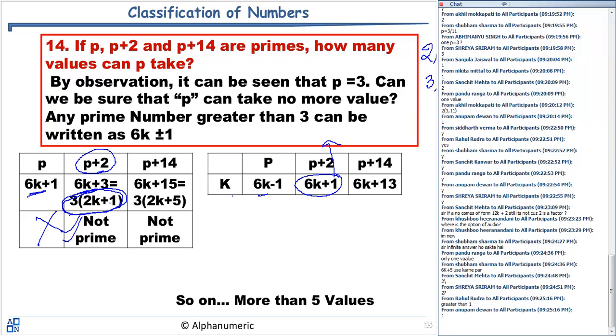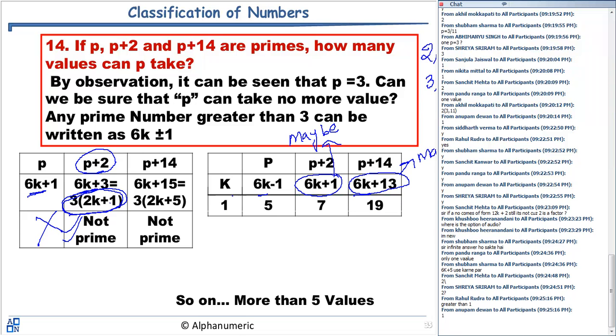It may be prime because it is in the form of 6k plus 1. P plus 14 is 6k plus 13. It may be prime, because there is no common factor. So we are not sure how many answers are possible, but definitely the answer is more than one. Now you can try a couple of values just for explanation.